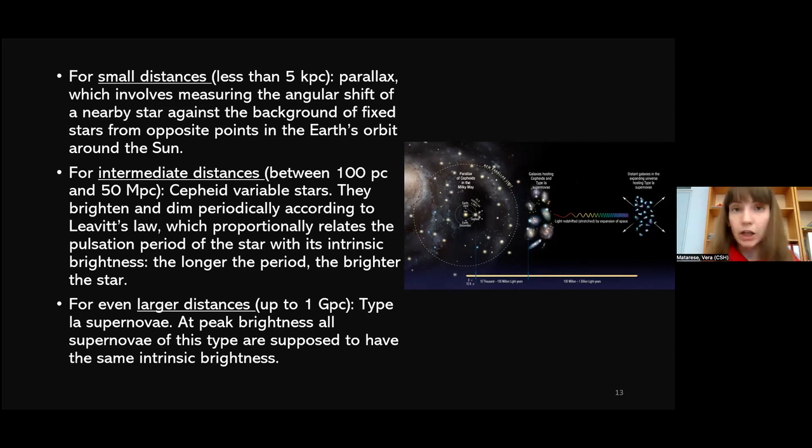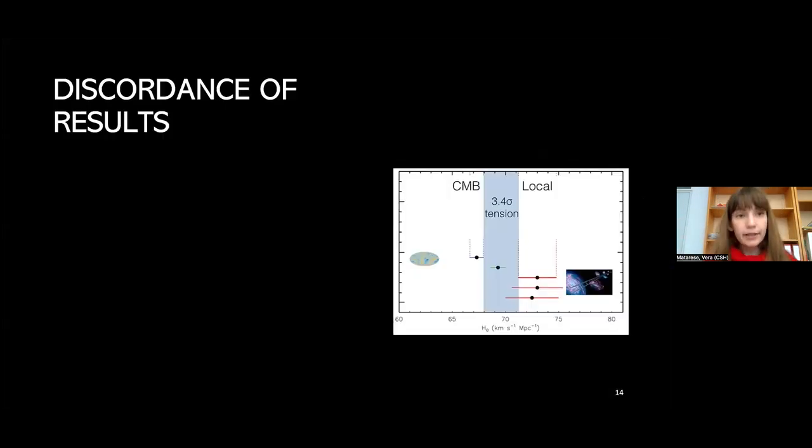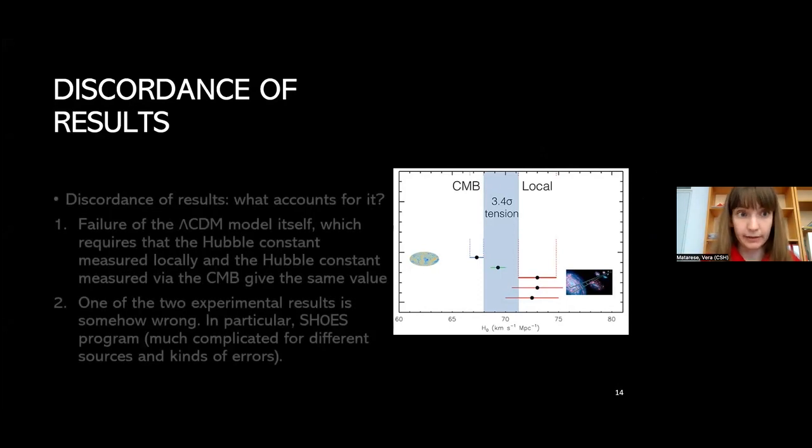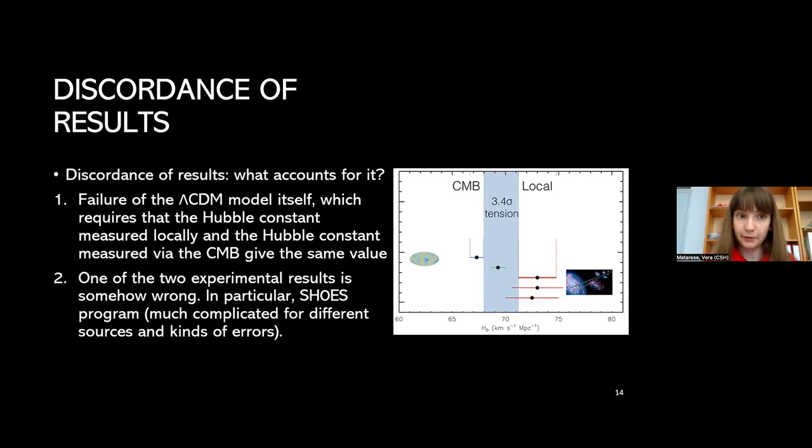And then for even larger distances for the Hubble constant, the SH0ES team relies on type 1a supernovae. Also in this case, we know their intrinsic brightness because at peak brightness, all type 1a supernovae are supposed to have a specific intrinsic brightness. Okay, so now we have this picture, right? We have two different methods to measure the Hubble constant, and we have a discordance of results, right? So what accounts for it?